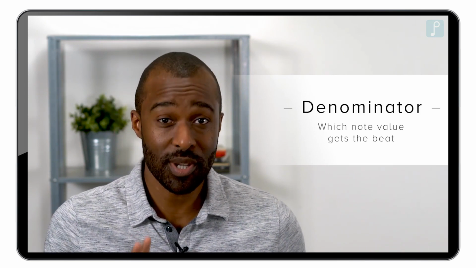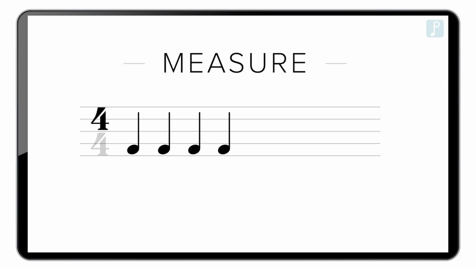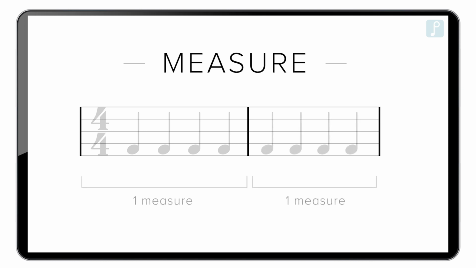Okay, so we know that the denominator in the time signature tells us which note gets the beat. So what does the top number indicate? The top number in the time signature tells us how many beats are grouped together in measures. Let's take a look. Taking a look again at a 4/4 time signature, the bottom number tells us that a quarter note gets the beat. The top number tells us that we're going to group the equivalent of 4 quarter notes together in a measure. A measure is the space between 2 vertical lines called bar lines that organizes these groupings of beats.